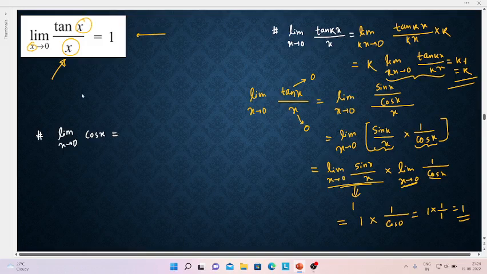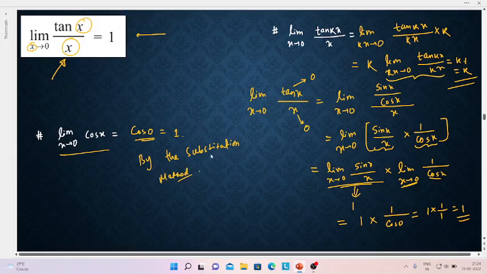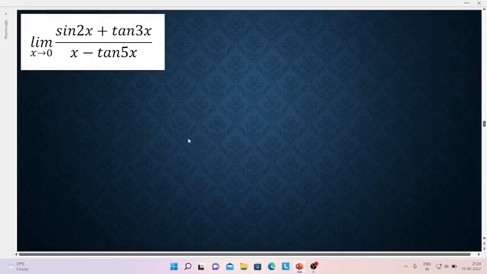then you will say that this is nothing but an indeterminate form, right? So when we put x equals to 0 in that function, which is cos x, it becomes cos 0, right? And cos 0 is nothing but equal to 1. So the value of this particular limit is nothing but 1, by the substitution method. Now you can understand what I am trying to say, right? Okay, so let's move to the next slide.